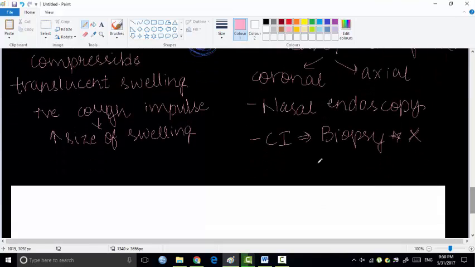Now the treatment of it. The major treatment of this is transnasal endoscopic excision.